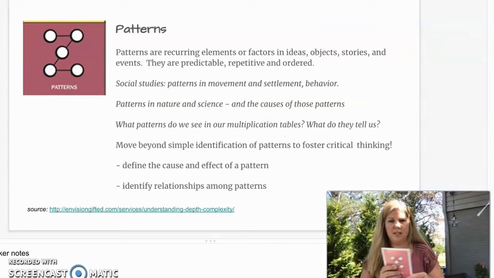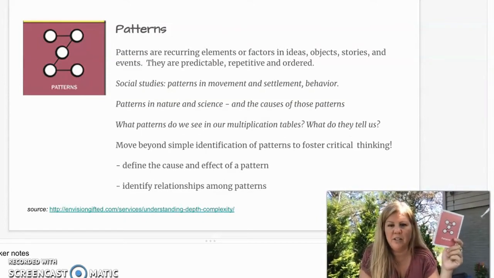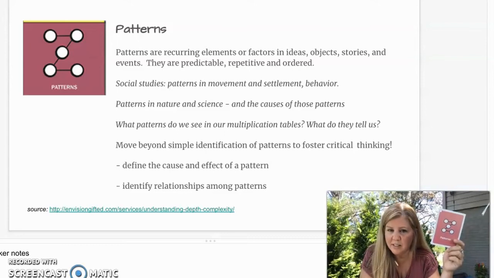Patterns. This one is kind of neat. We have lots of patterns in nature and science. This is beyond just cycles and patterns. It's really more about the cause. So, for instance, what patterns do we see in our multiplication tables? What do those patterns tell us?